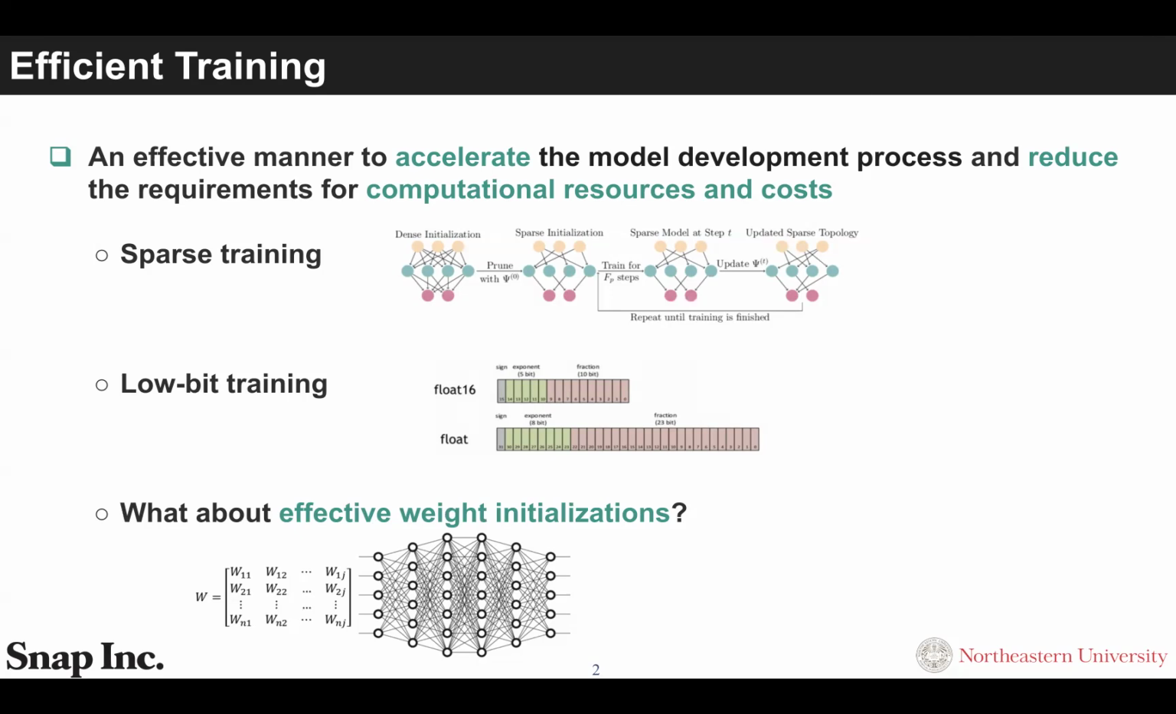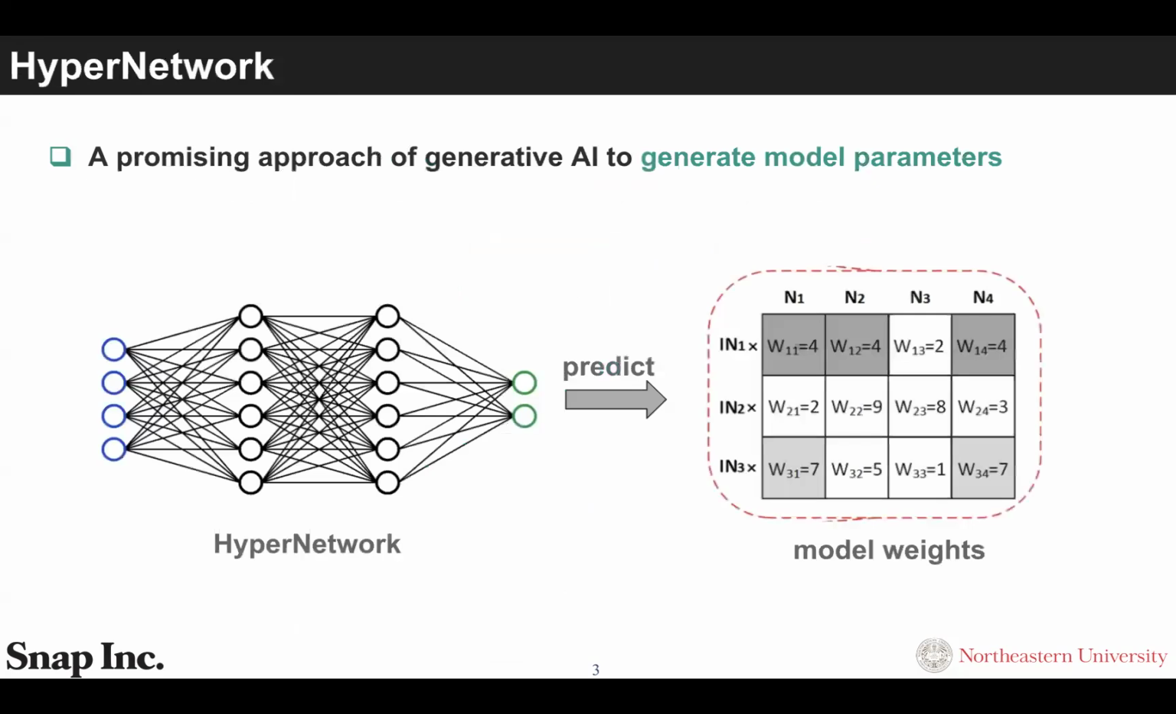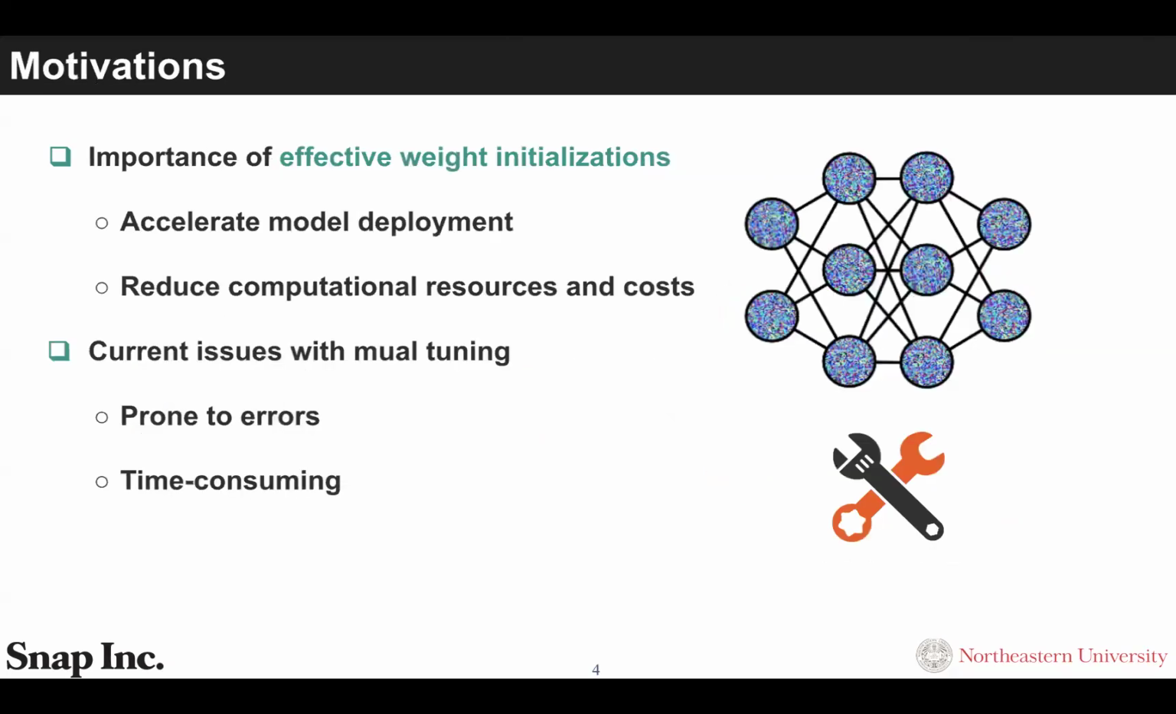Another important perspective is whether we can achieve efficient training with effective weight initializations. A good weight initialization can greatly reduce the training efforts. In the meanwhile, there are recent advances in hypernetwork design. It's an emerging topic in the generative AI area. The purpose of a hypernetwork is to generate model parameters.